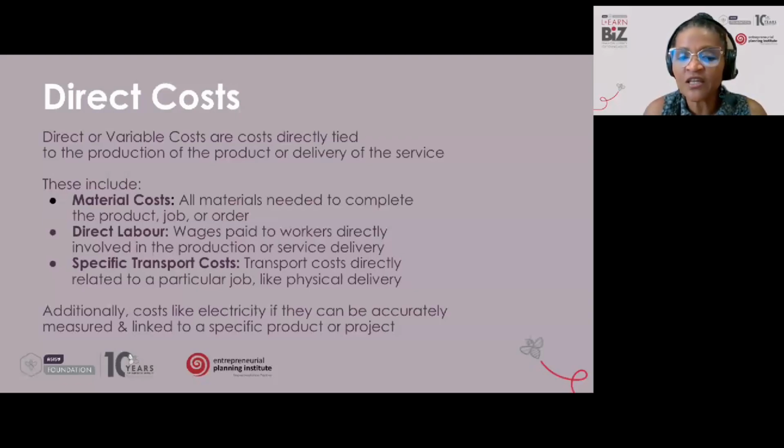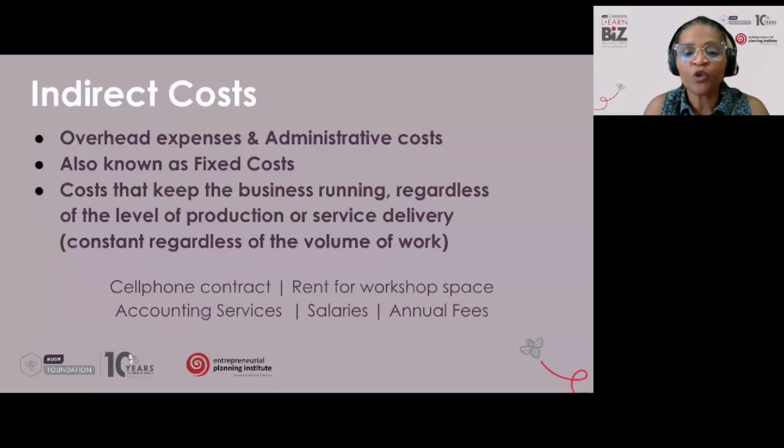Specific transport costs. We say specific because not all transport costs are direct. My travel as the manager to come to work is not a direct cost of doing my business, but when I travel specifically to a client to do work, that becomes a direct cost, because the volume of the travel in my business is related to delivering a service. So in a nutshell, direct costs have to be linkable to the product or service that gets made available to a customer.